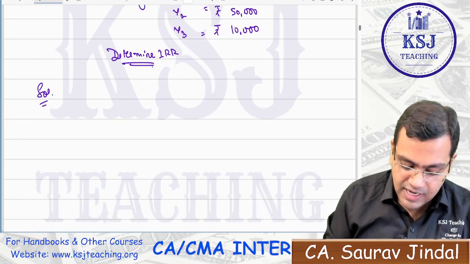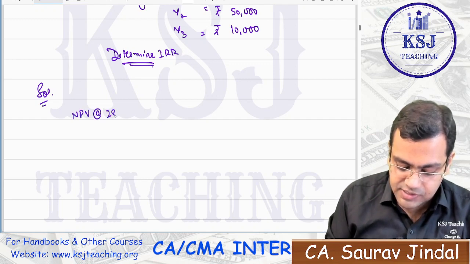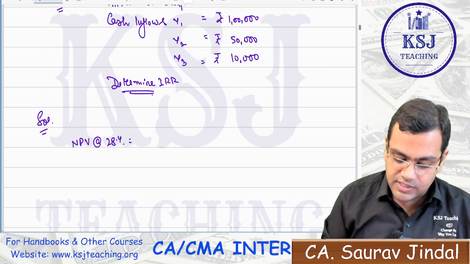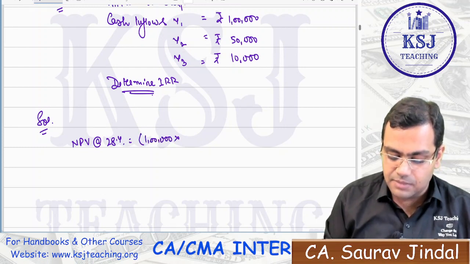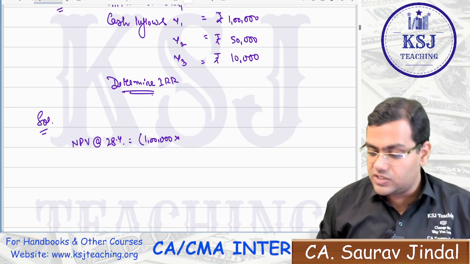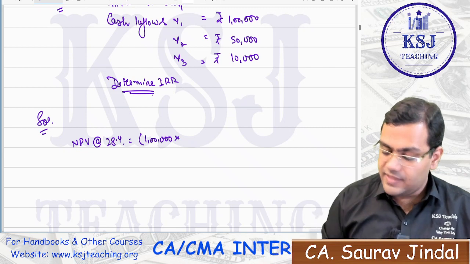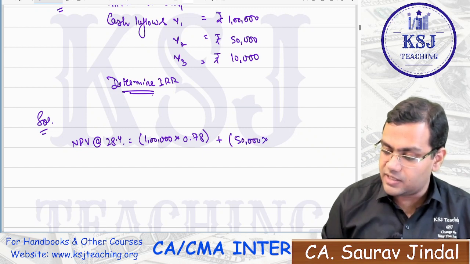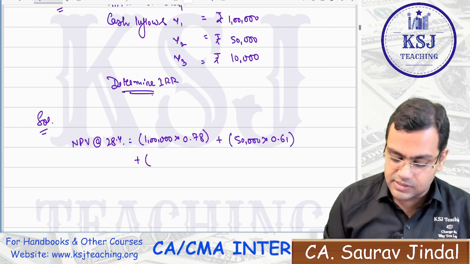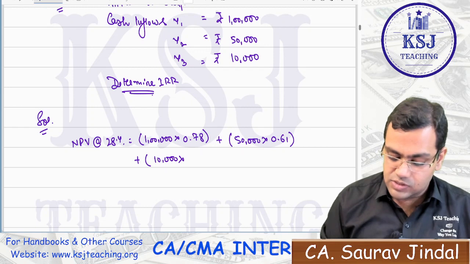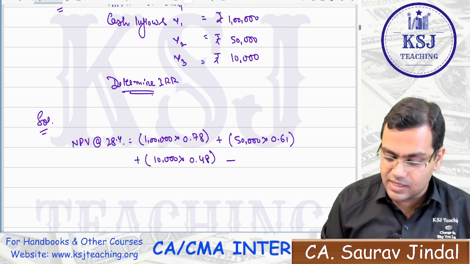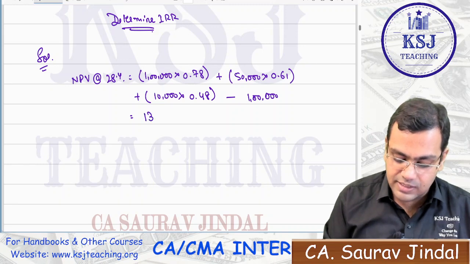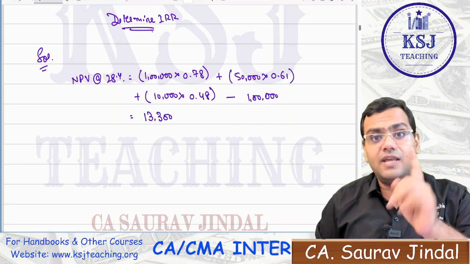In the solution, first I'll calculate NPV at 28%. How to calculate the NPV, sir? What is your cash inflow in the first year? 1 lakh multiplied by the present value factor of 28% for the first year, that is 1 divided by 1.28, which comes to 0.78, plus 50,000 multiplied by the present value factor of the second year, that is 0.61, plus third year 10,000 multiplied by 0.48, minus the cash outflow, that is 1 lakh rupees. Calculate this value. This NPV will come to 13,300. This is a positive NPV.